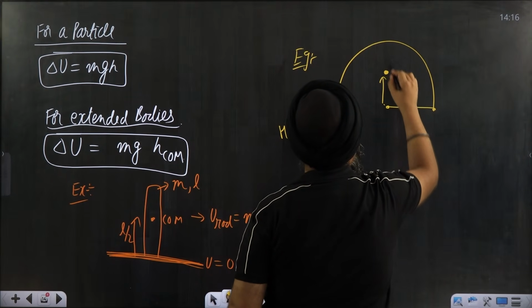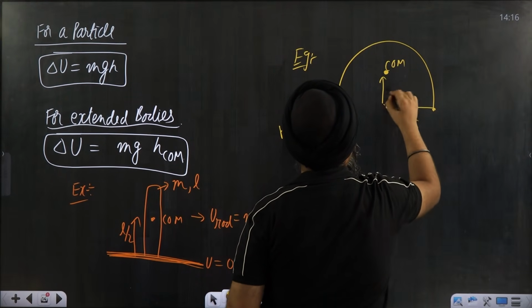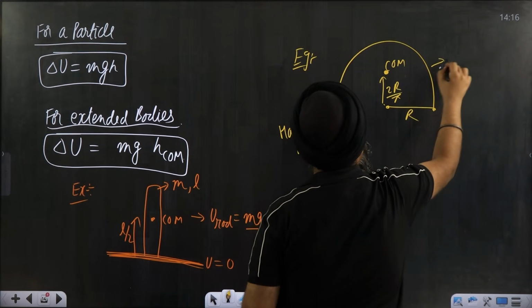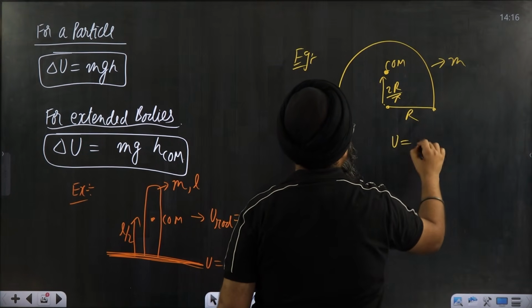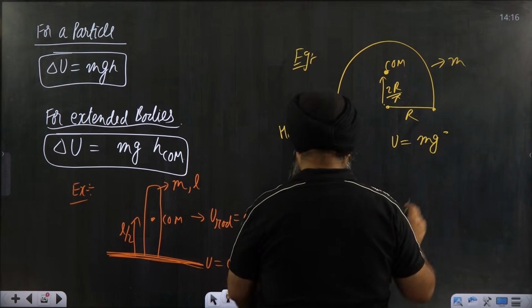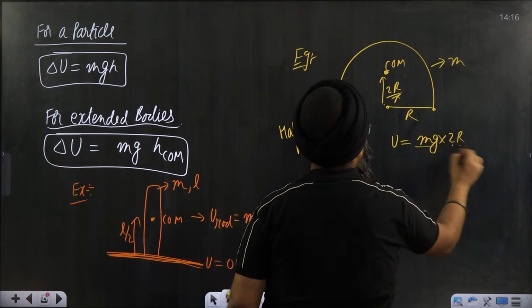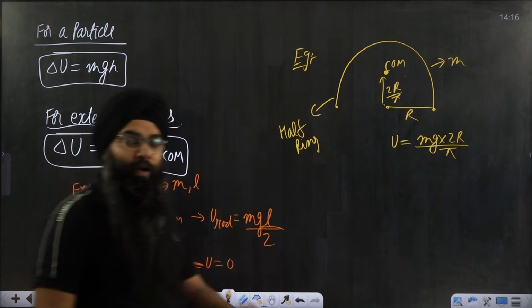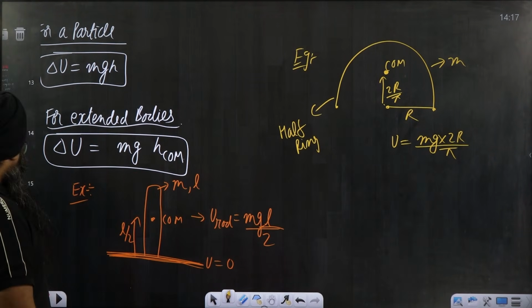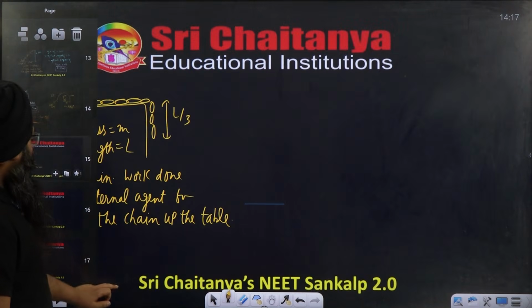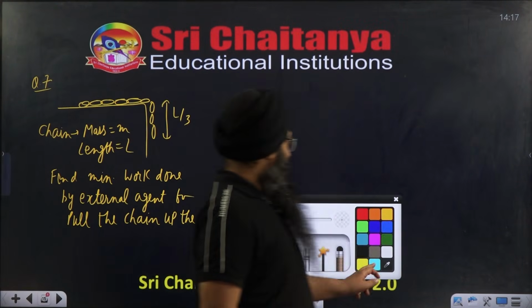We know that the center of mass of the half ring is at 2r by pi. Suppose the mass is m. So the potential energy will be m into g into 2r by pi. This is how you can define potential energy. By default, I am taking the reference at the bottom. Based on this, here is a very good example.